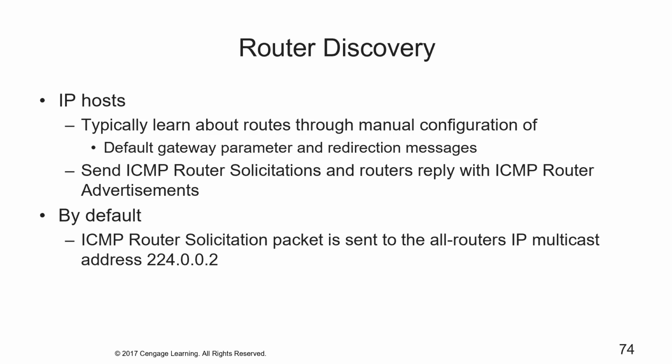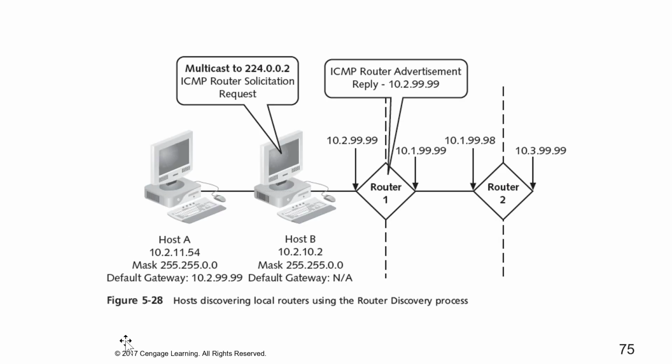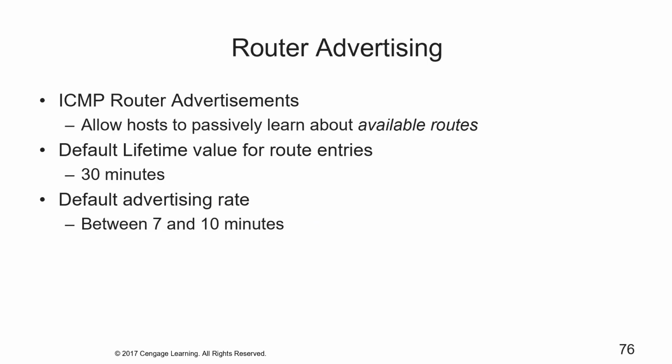So here's an example of hosts discovering local routers using the router discovery process. Some routers, so router advertising, some routers can be configured to send periodic ICMP router advertisement packets. The periodic ICMP router advertisements does not mean that ICMP is a routing protocol. It just allows hosts to passively learn about available routes. The default lifetime value for route entries is 30 minutes, and the advertising rate is between 7 and 10 minutes.